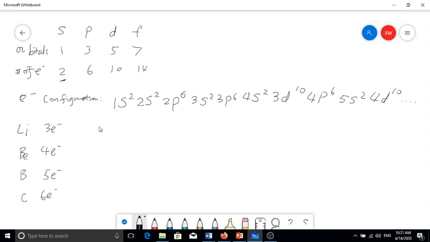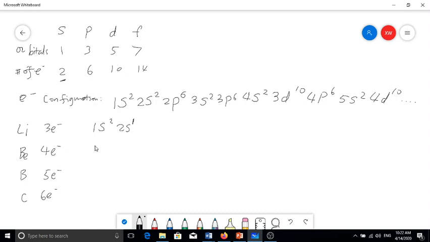So the electron configuration for lithium, with 3 electrons, starts from 1s, so 1s2. You add up the little numbers up to 3. So there are 2 electrons in 1s, and then 2s1. You have to follow this sequence. So you can see it adds up to 3 electrons.